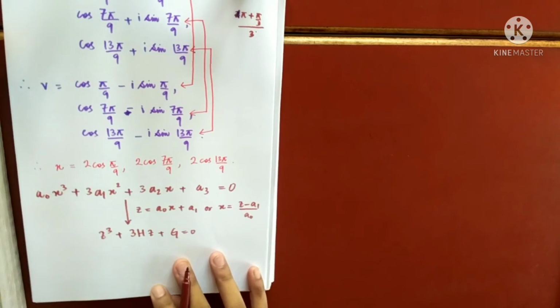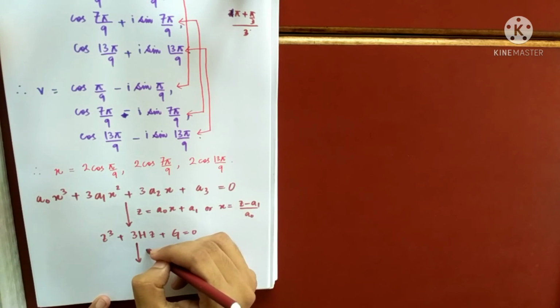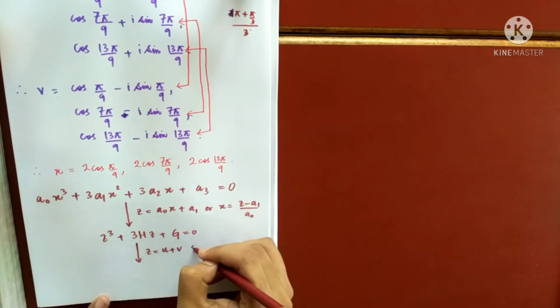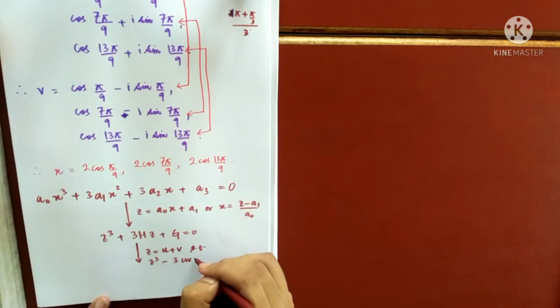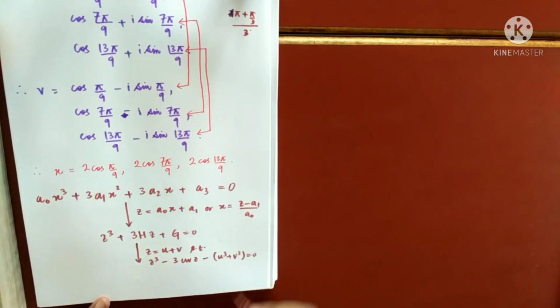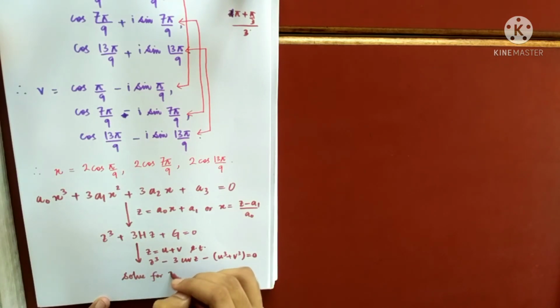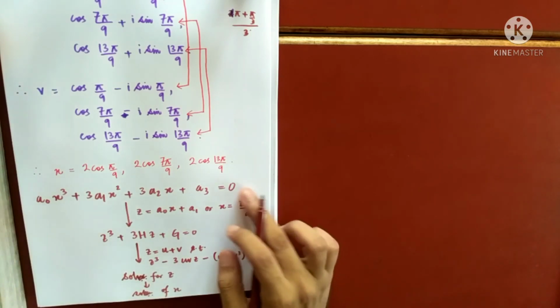Remember, you have to use this suitable transformation to reduce it, and then we put z equals u plus v. So z cube becomes z cube minus 3uv z minus (u cube plus v cube) equals 0. On comparing, you get the values of u cube and v cube, you solve for z, and once you have the solution for z, you can get the solution of x by putting the values of z in here.